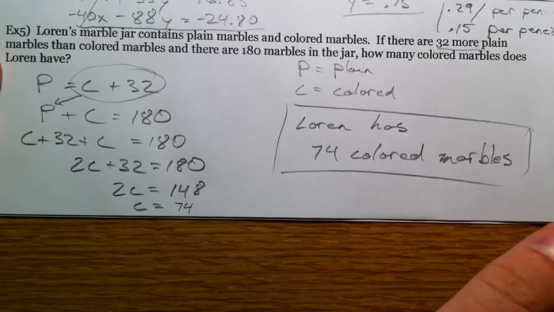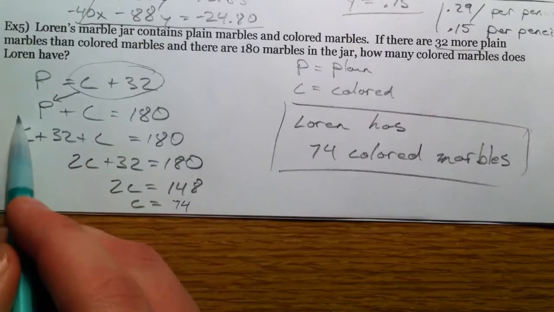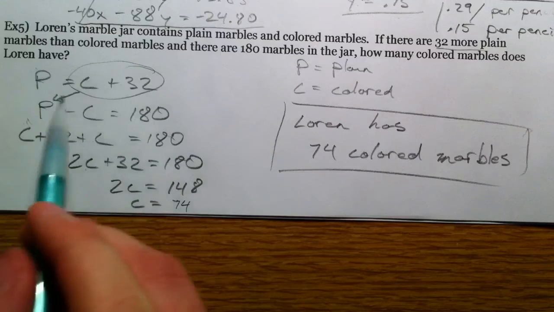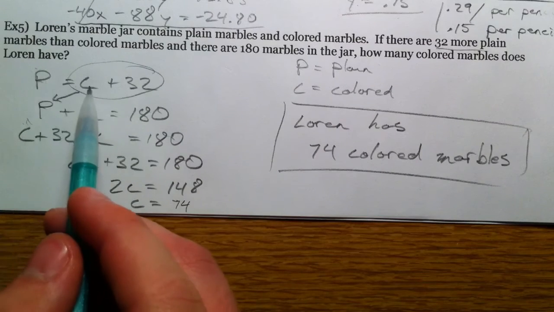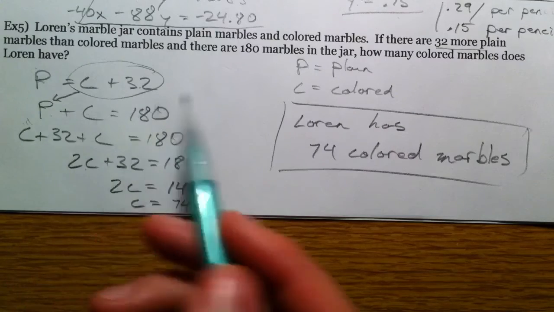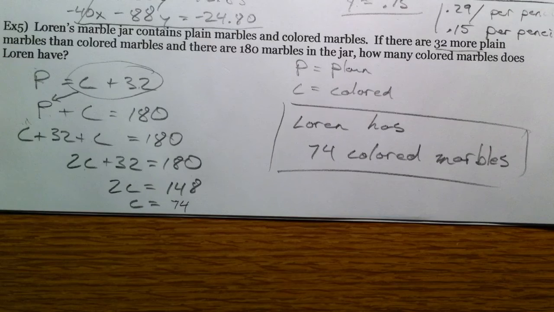So, those are problem solving using systems. Again, setting up the system is the different part. The algebra part you probably already have down. So, colored marbles plus 32 gives you the number of plain. Plain plus colored equals 180. Getting it straight from the sentences. Read it a couple times if you need to.